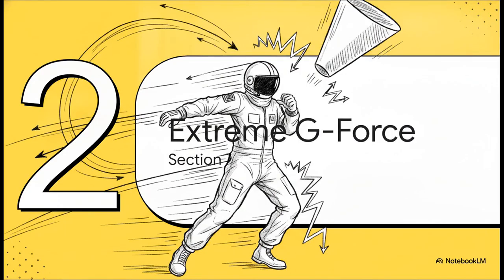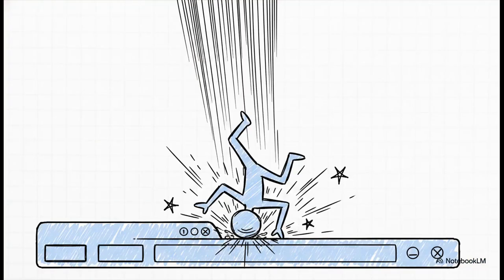Moving right along to section 2, surviving extreme G-force. Because the world has flipped 180 degrees, gravity's orientation has completely inverted. The stick figure lets go and falls entirely into what used to be the sky, smashing right into the absolute top of the web browser window.